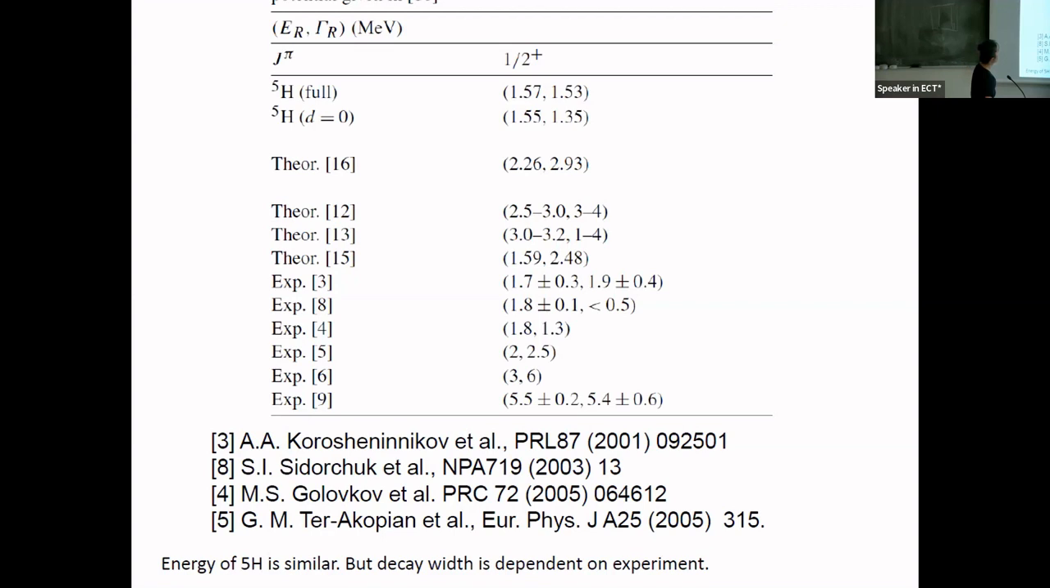Okay, here this part is the energy, and the right-hand side in parentheses is the decay width. From this you can see the energy is almost similar among them, but the important thing is the decay width. You can see the decay width is strongly dependent on the experimental data. To me, the decay width is quite strongly linked to the size of the wave function. If the resonance is narrower, it is very compact, even in a resonance state. But if the decay width is much larger, that means the wave function should be dilute.